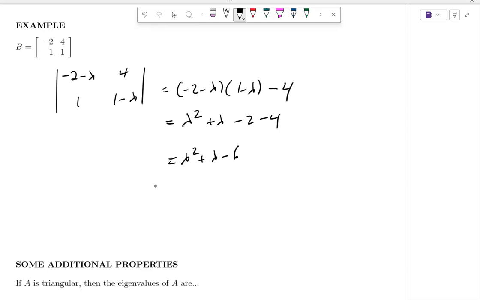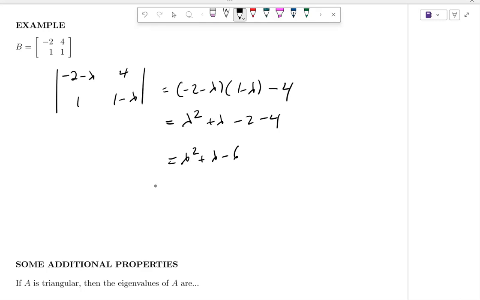It's also true that the coefficient on your lambda is the sum of the roots of a polynomial. You always get the sum of the roots.